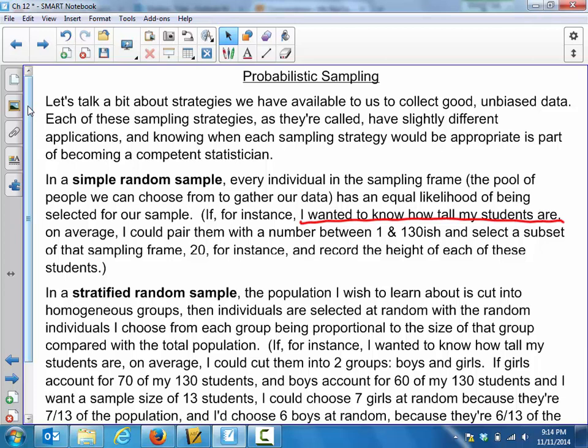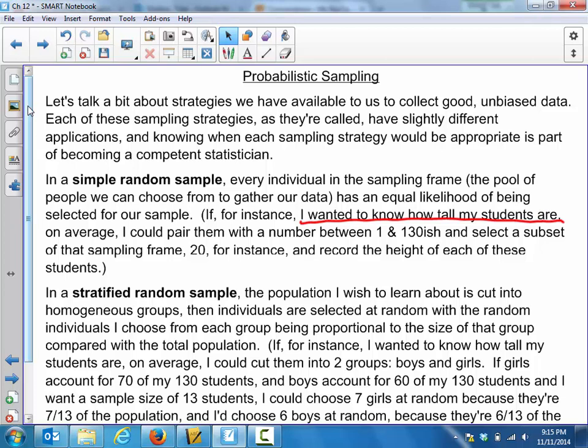Everyone can be included in the survey, because my population is just the 130 students, and I've paired every student with a number. I could use randint at least 20 times to generate numbers between 1 and 130, ignoring repeats, because I'm not going to record one person's height 2 times, and that would be a sample.